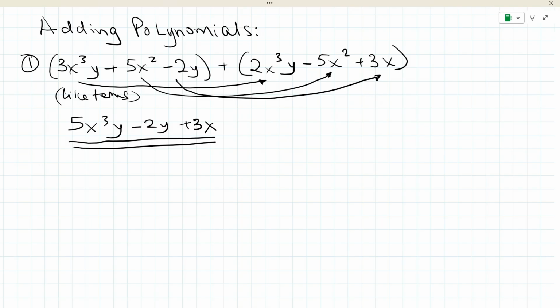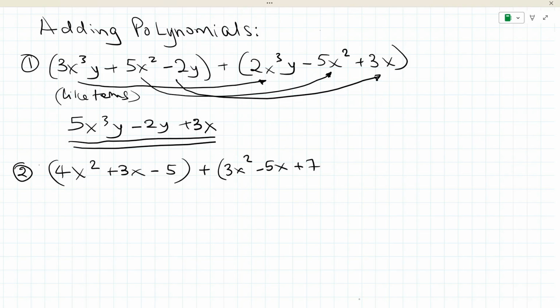Okay, now let's try another example, very similar, and that is 4x squared plus 3x minus 5 plus 3x squared minus 5x plus 7. Again, we look for like terms and add them.